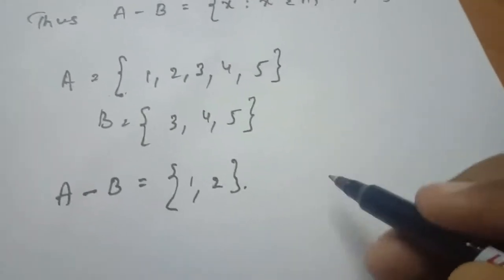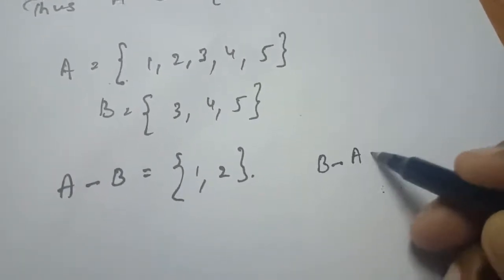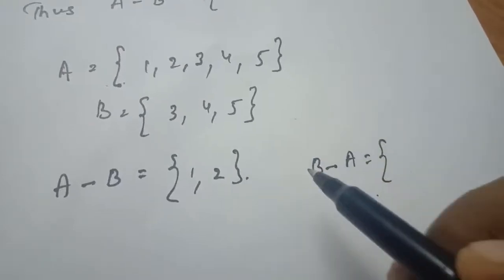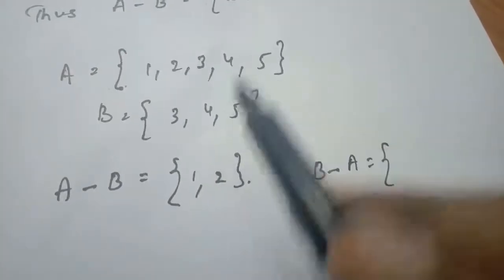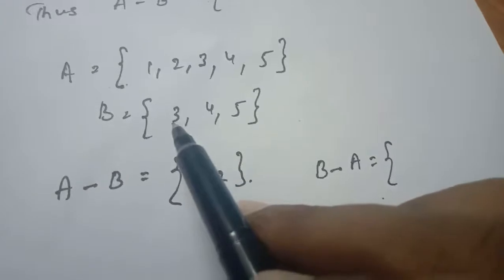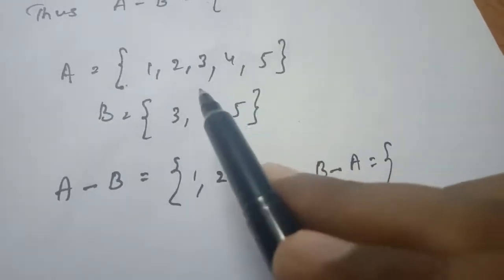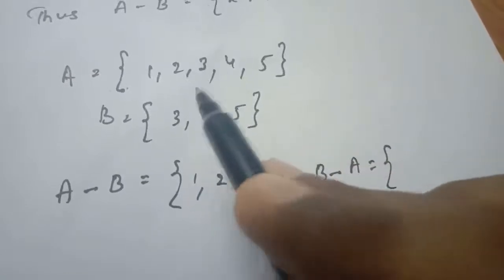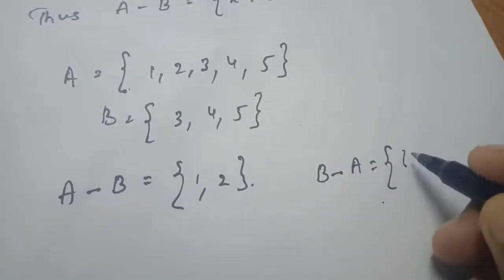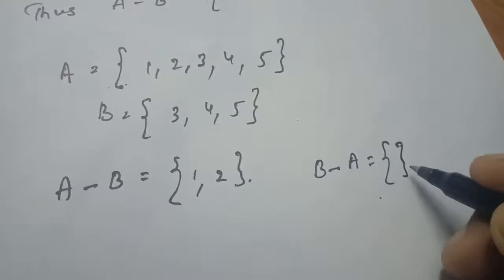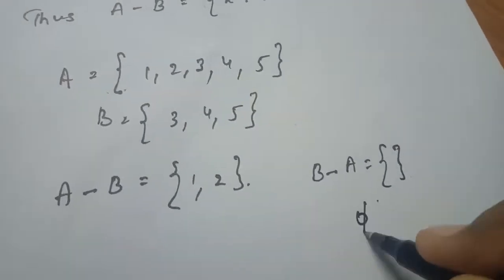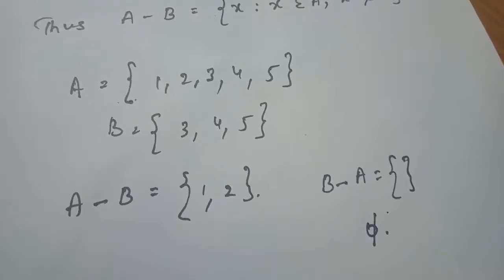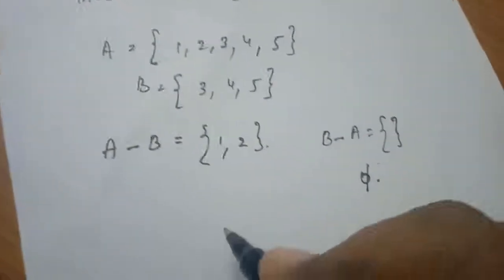Now for the same case, B − A. B − A means elements which are in B but not in A. Which are the elements in B but not in A? All the elements of B are in A. There is no element which is in B but not in A. So we can write it as the null set. The null set can be written like this, or you can write it as φ. Clear?